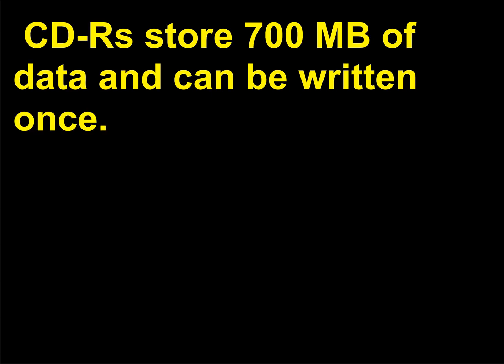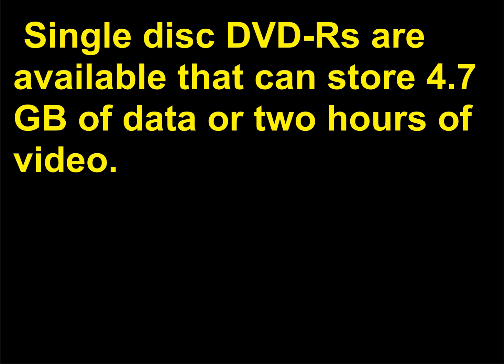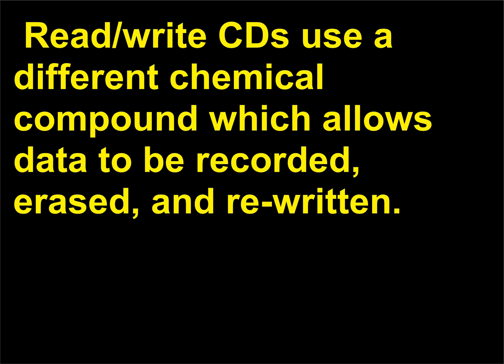CD-Rs store 700 megabytes of data and can be written once. DVD-Rs are similar to CD-Rs, except they hold 4 to 28 times more data. Single-disc DVD-Rs are available that can store 4.7 GB of data or 2 hours of video. Read/write CDs use a different chemical compound which allows data to be recorded, erased, and rewritten.